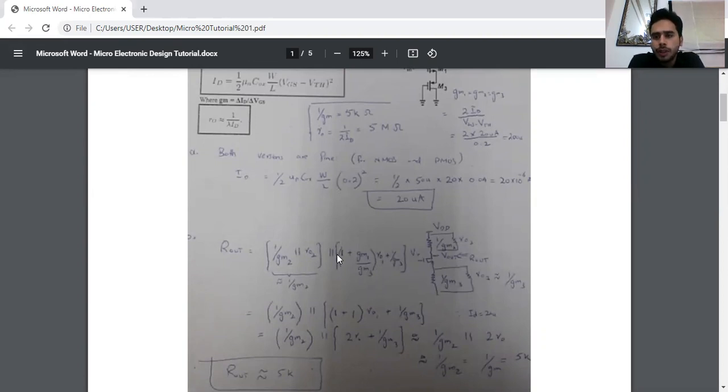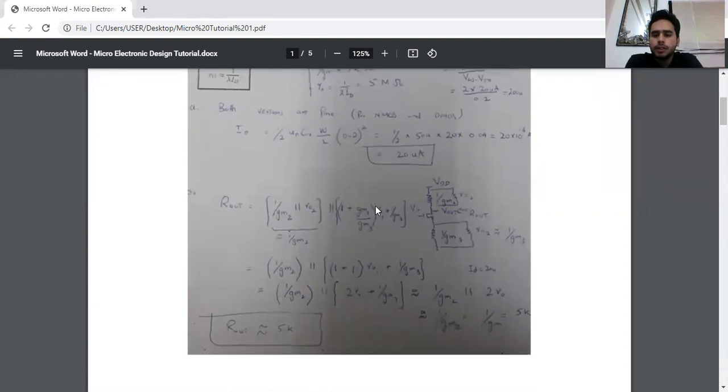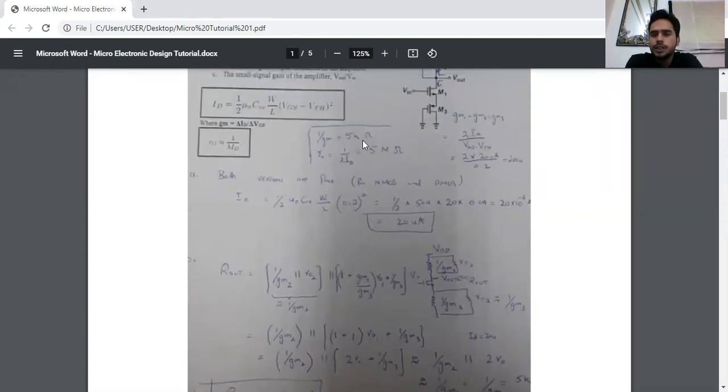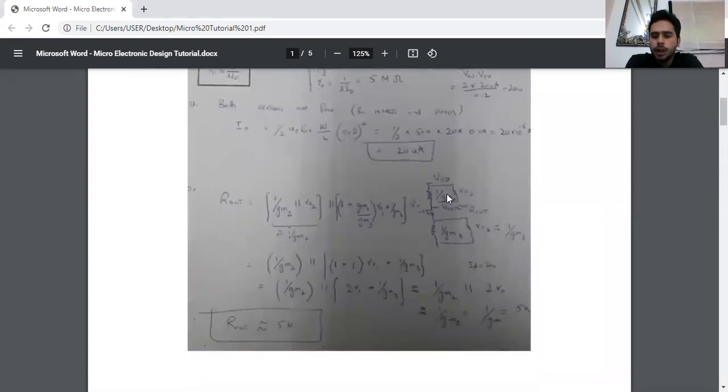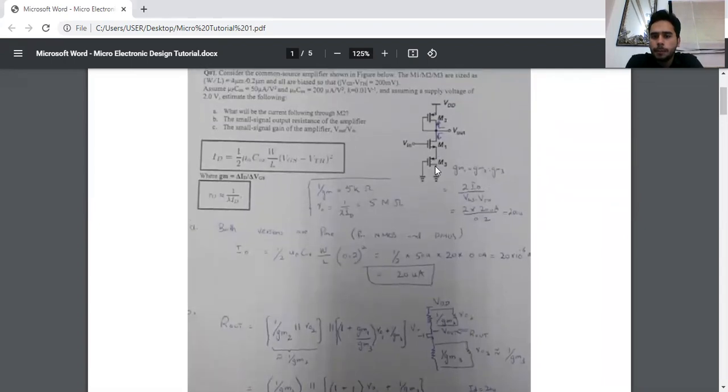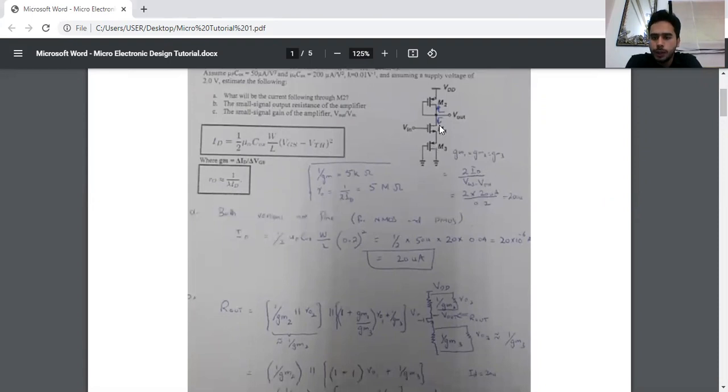One assumption which we take over here is that ro2, ro1 and ro3 are negligible, so ro2 in parallel with 1 over gm2 is considered to be just one component, that is 1 over gm2. ro2 is considered to be negligible. Same is the case with ro3. And gm1 equals gm3 as the properties of these are similar as mentioned earlier. So as gm1 and gm3 are equal, they will be cancelled out, and we have calculated these here as well.